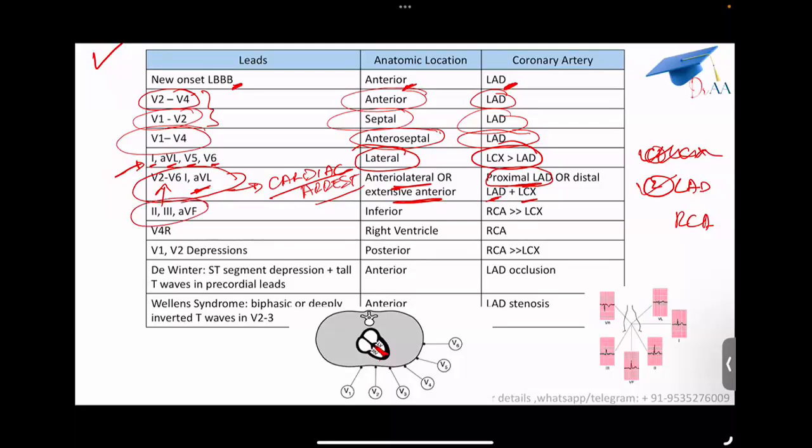Next comes the inferior wall MI. As described here, you can see that 2, 3, AVF are the leads which are involved.